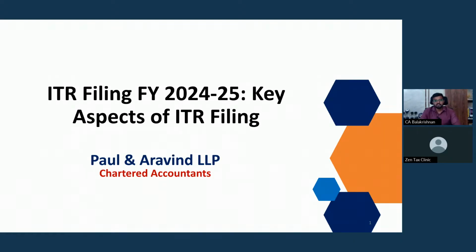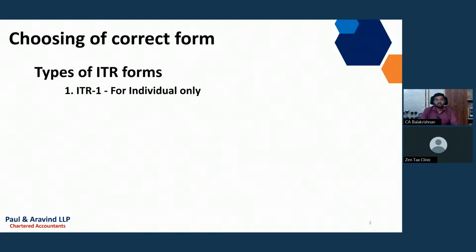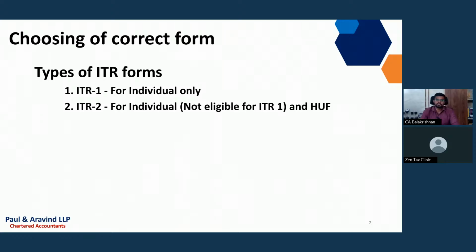First, we will see choosing the correct form. There are a total of 7 forms available for filing income tax return. ITR 1 is applicable for individuals whose total income is less than 50 lakh rupees. And ITR 2 is for individuals who are not eligible to file ITR 1, whose total income is more than 50 lakh, and whose agriculture income is more than 5,000.